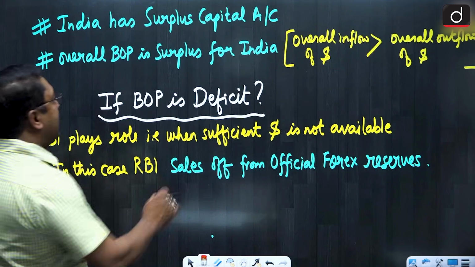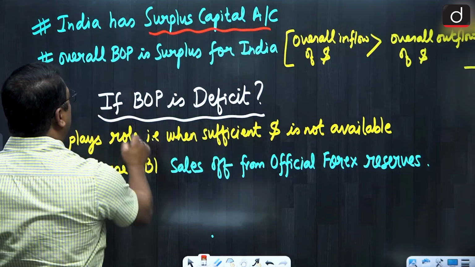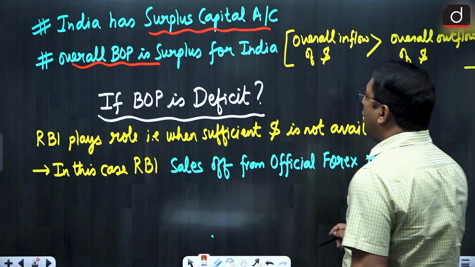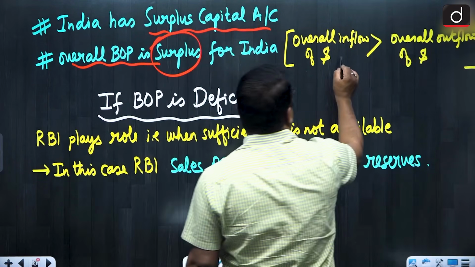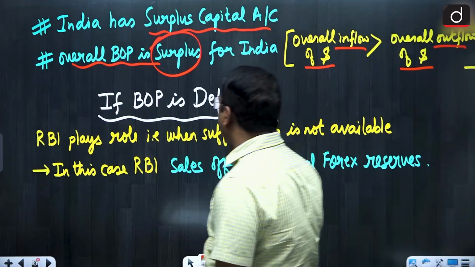And India has a surplus capital account. And when we talk about the overall BOP of India, the overall BOP is always in surplus. Why? Because the inflow of dollars in India is more than the outflow.